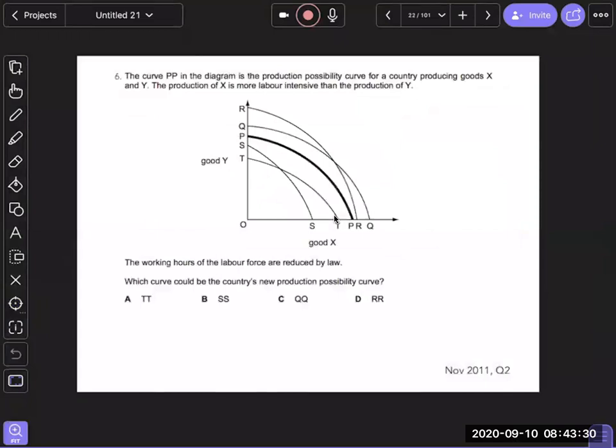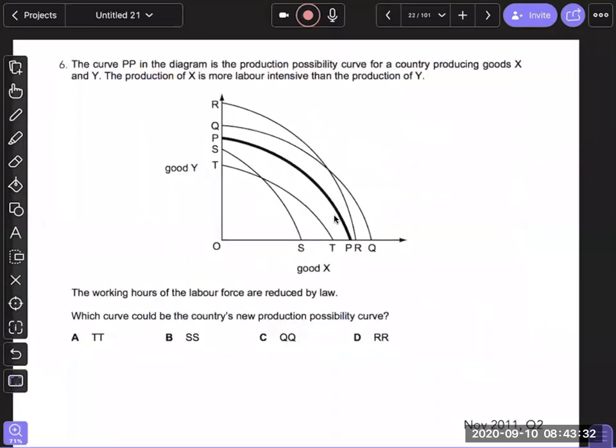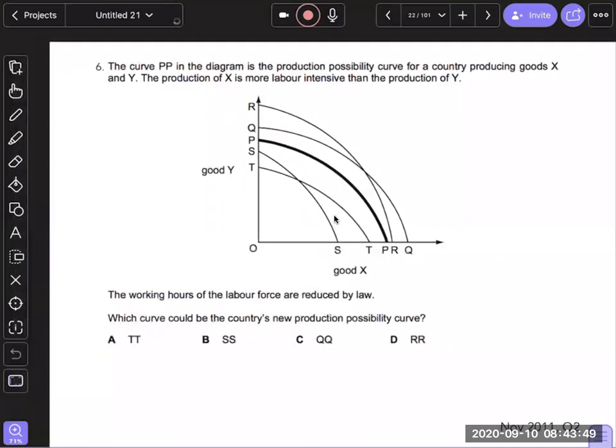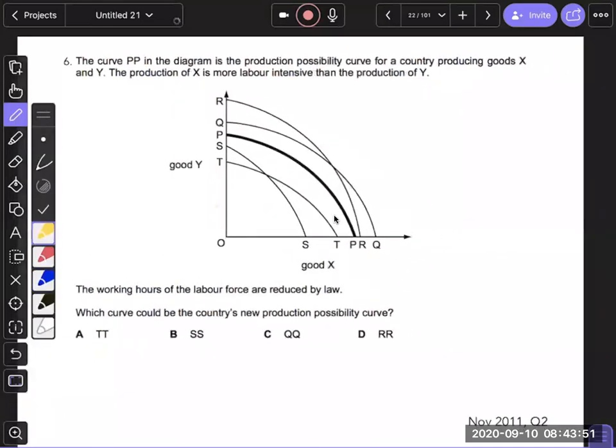Okay, let's look at this one. The curve PP in the diagram is the production possibility curve for a country producing good X and Y. The production of X is more labor intensive than production of Y. The working hours of the labor force are reduced by law. So X is more labor intensive, something we did in class as well. X is labor intensive. Y is more like capital intensive.